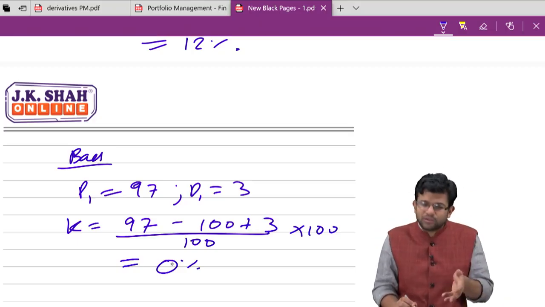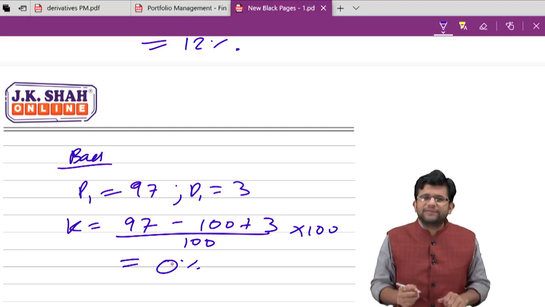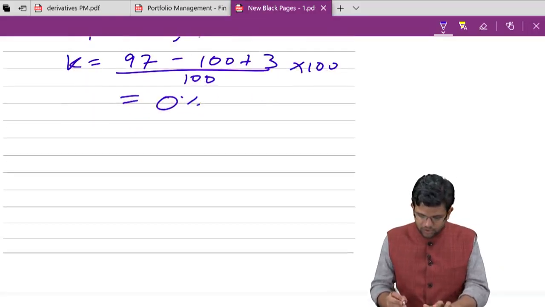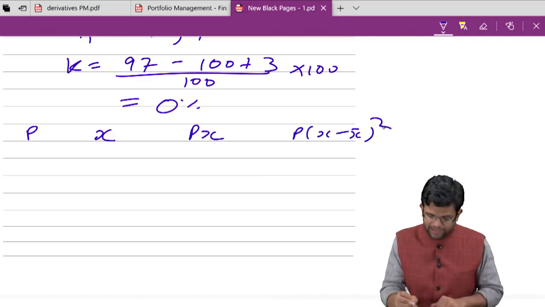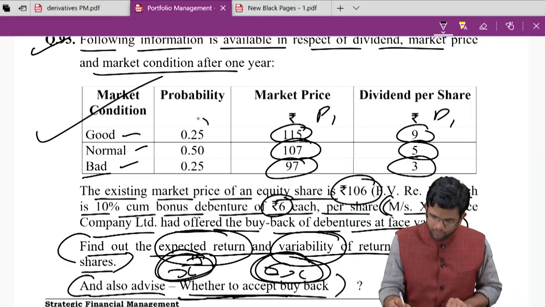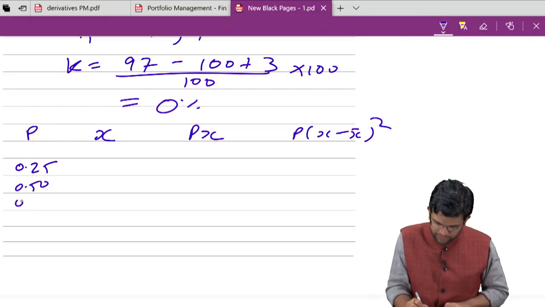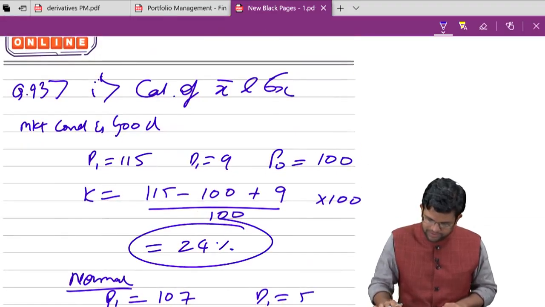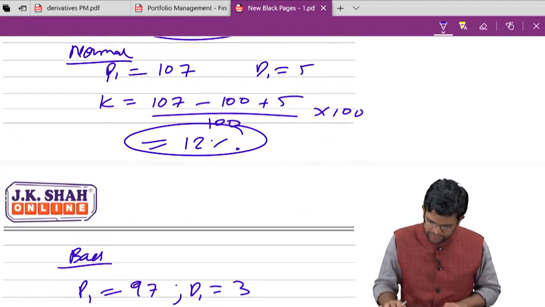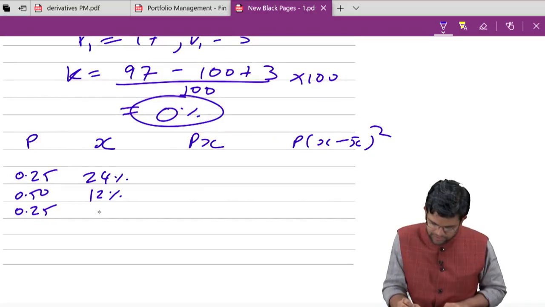We have done so many questions like that, students. Ready? So we have the 3 possible levels of X, and then we have the P's also. Let us find summation Px and then the sigma X. Students, what columns will I make? P, X, Px, P into (x minus x bar) the whole square. Correct? What are the 3 probabilities given? 0.25, 0.50, 0.25. I'll write down here 0.25, 0.50, 0.25. The 3 levels of x are 24%, 12% and 0%. Correct? So I'll write down here 24%, 12%, 0%.